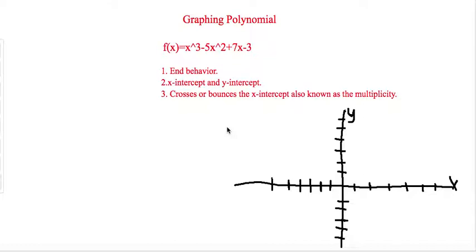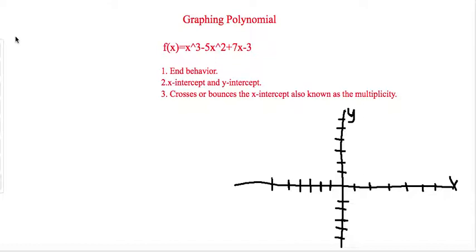There are three things we must find in order to graph a polynomial. We need to find 1, the end behavior, 2, the x-intercept and y-intercept, and 3, if the x-intercept crosses or bounces, also known as the multiplicity. So first thing I'm going to check is the end behavior.